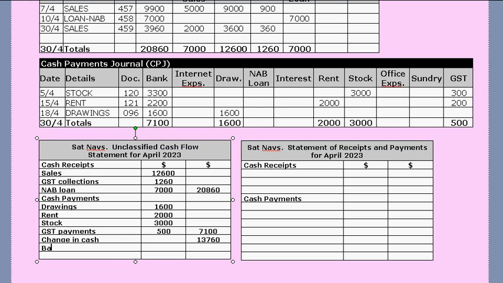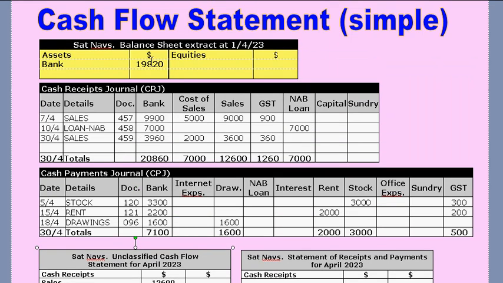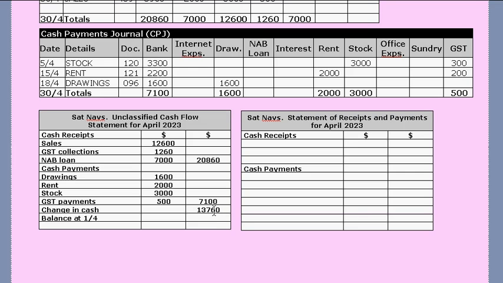We now write the balance at the start of the period. How much cash was there at the start? This figure here, 19,820. We add those two figures together to get the final figure of 33,580, and that figure is the balance at the end of the period. The cash balance at the end.